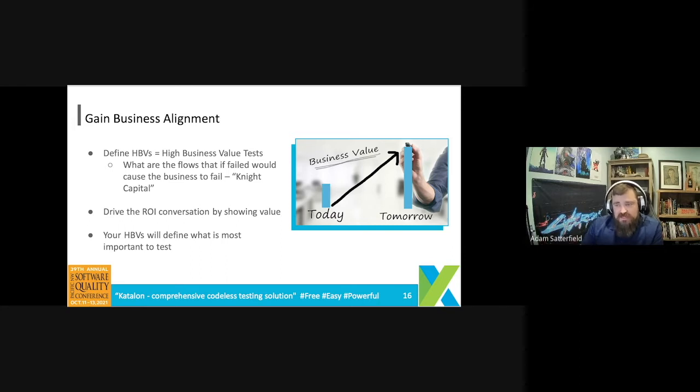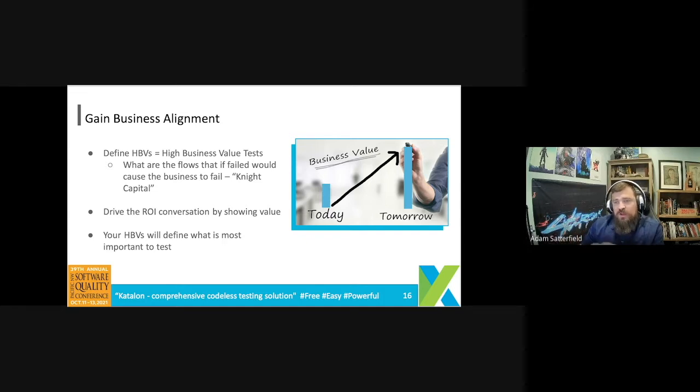I like to use the example of Knight Capital. If you're a testing professional, you've probably heard those words together, or you understand the history of that company. It's essentially a trading company on the New York Stock Exchange. They went from fully functional to belly up in 45 minutes, and they lost $480 million due to one software bug. So that obviously was a high business value test that was potentially not considered.